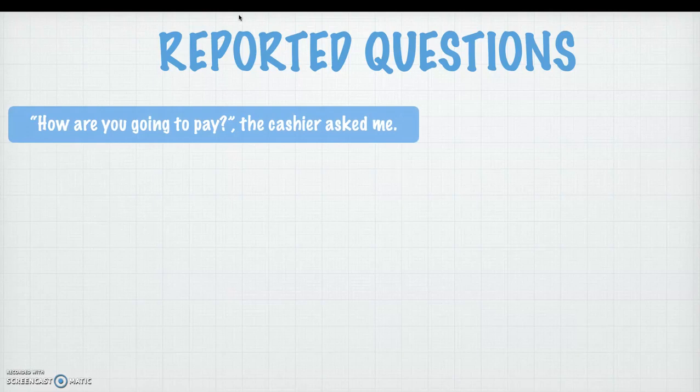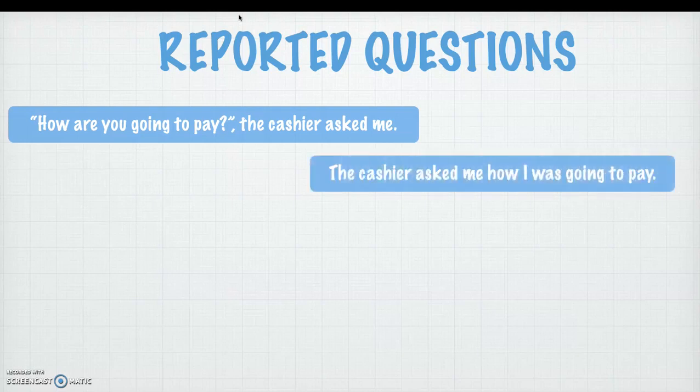"How are you going to pay?" The cashier asked me. Here we have the expression be going to with the verb be in the present, and it is a WH question. So the cashier asked me how I was going to pay. The infinitives don't change. So are you going becomes I was going to pay. The cashier asked me how I was going to pay.